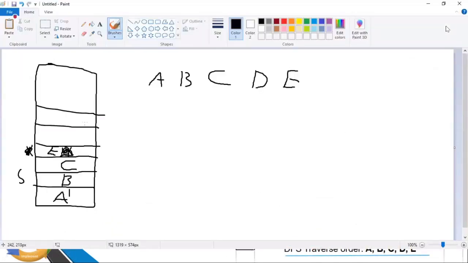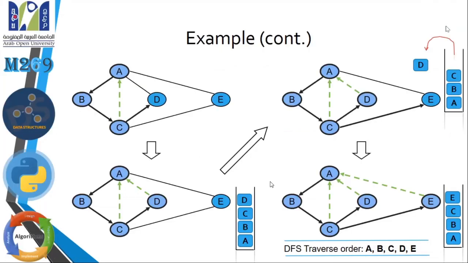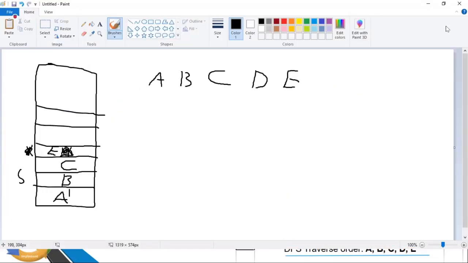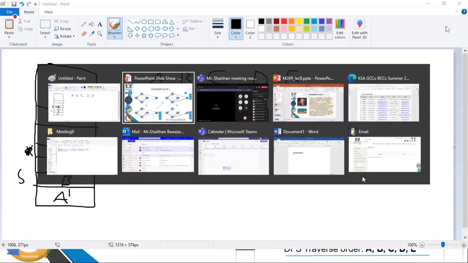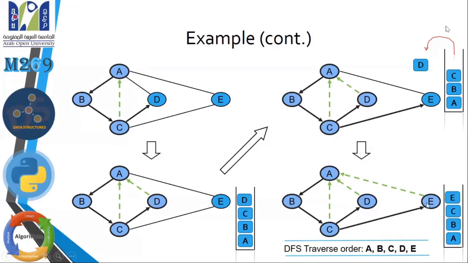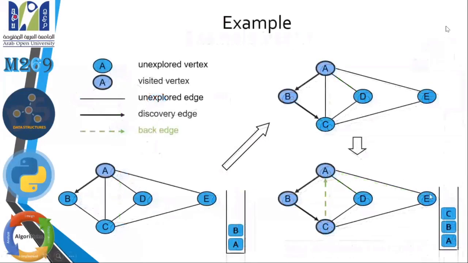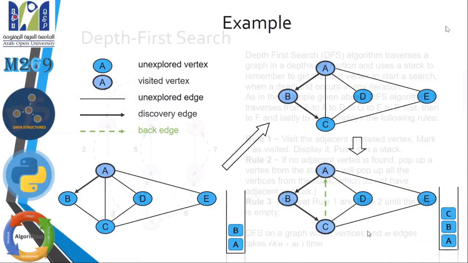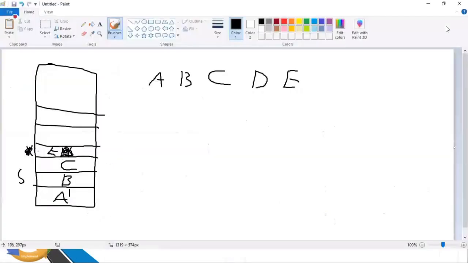Since I added E, D is deleted. Now it is E, C, B, A. Since I deleted D, now E is the new target. E, is there any unvisited one? C is visited. So now I will remove E.